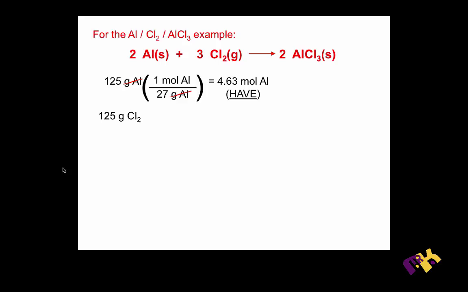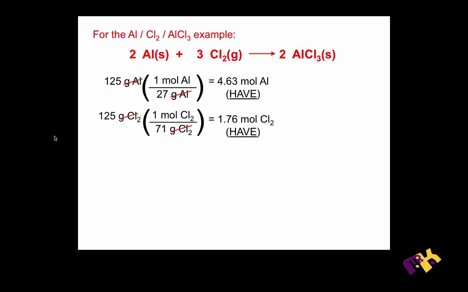So we have 4.63 moles of aluminum, right? That's what we have to work with. We compare that to what we have as far as chlorine gas. Right, 125 grams divided by 71 grams per mole. So we have 1.76 moles of chlorine gas.